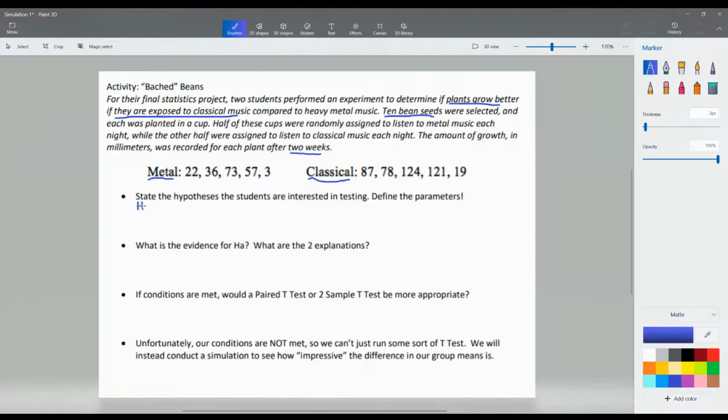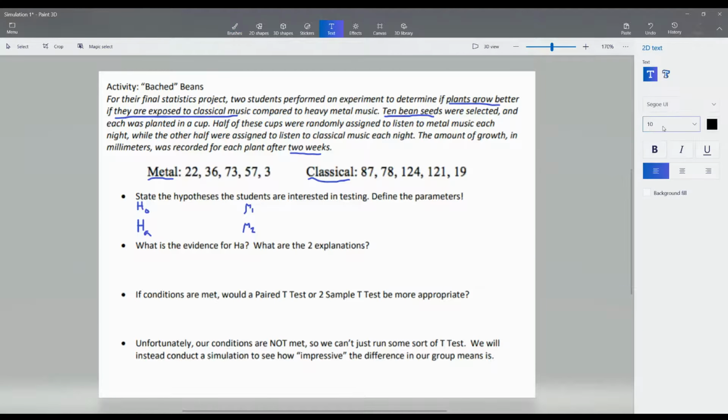And excuse my really awesome Microsoft Paint handwriting here. We're going to have an H0 and an HA for our problem. Before I get there, though, I better set up my parameters, which are going to be means, because I'm looking at quantitative data right here. I want to see if the average growth rate is better with one treatment than the other.